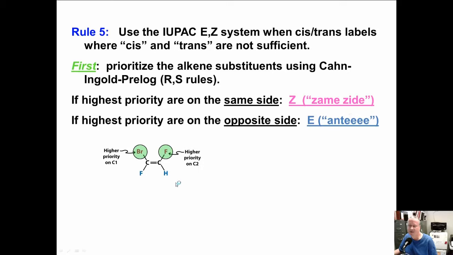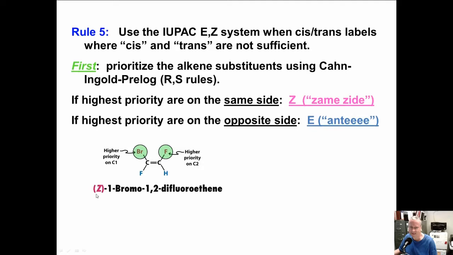So how are we going to name this molecule? We know it's Z something. Two carbons is ethene, and we have two substituents on the left, one on the right. So it's probably going to be 1-bromo-1,2-difluoroethene, right? Two carbons, it's ethene.